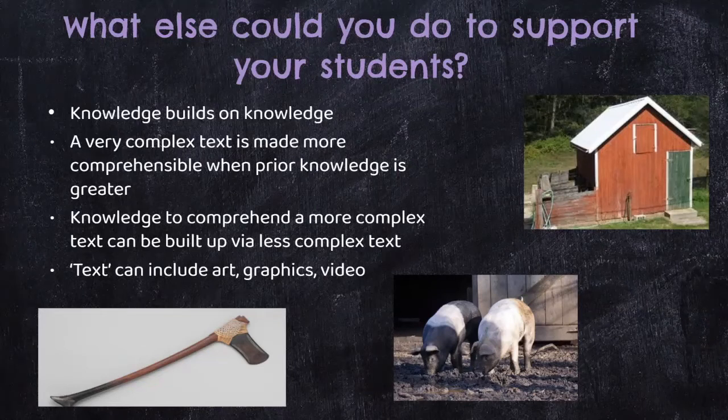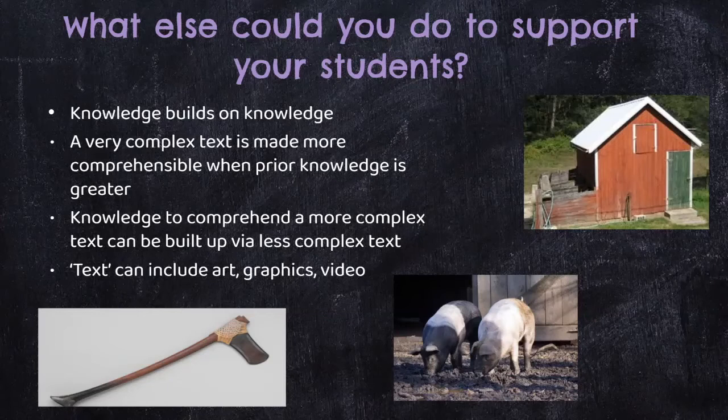Presuming that your students are automatic word recognizers, reading with fluency, there are still obstacles for them to overcome. Many of them don't have the background knowledge, and we know that knowledge builds on knowledge. A very complex text is made more comprehensible when the prior knowledge is greater. So the more that we can scaffold our students and build that background knowledge, the more they're going to have the tools they need to comprehend that. As you can see, we put images on the screen as well. What is an axe? A hog house, a runt, all of those things that help students understand. You could preload that before you start to dissect the text even further.